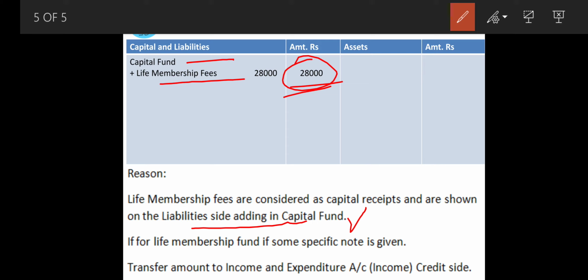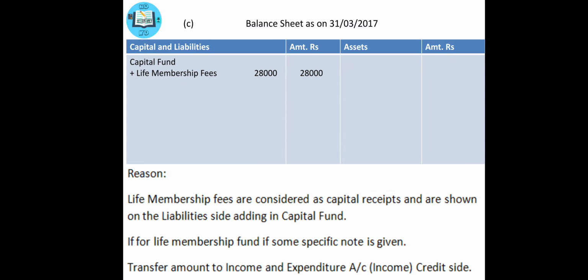So life membership fees are considered as capital receipts and are shown on the liability side, adding in the capital fund. If for life membership fees some specific note is not given, then you have to do it this way: directly add it to the capital fund. But if a specific mention is there, then you have to treat it as income in the income and expenditure account and addition to the capital fund, as we have done in sum number 2. If you have noticed, sum number 2 adjustment number 1, you can recap that, so you will understand what the point was. Thank you.